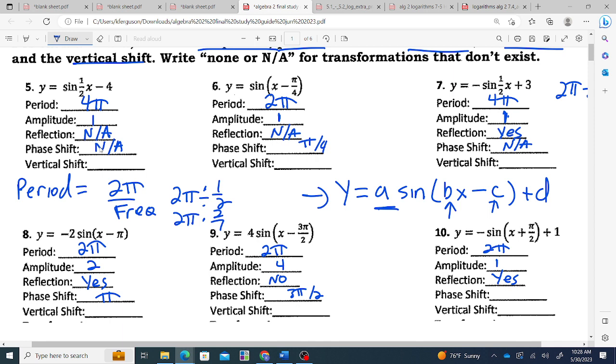So anyway, last thing for this is vertical shift. Vertical shift is D. Okay? So notice I got plus D.